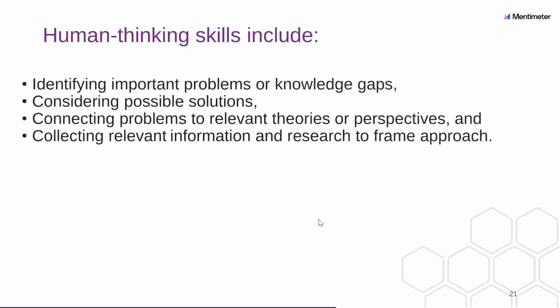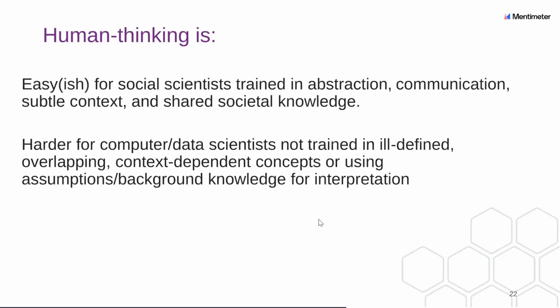So the human thinking skills that we talked about, they're identifying important problems and knowledge gaps, considering possible solutions, connecting problems to relevant theories and perspectives, and collecting relevant information and research to frame the approach. Human thinking is typically easy for social scientists because they're trained in abstraction and communication and context and things like that. They're harder for computer or pure data scientists who are not trained in dealing with ill-defined, overlapping, context-dependent concepts or using assumptions and background knowledge. Computers have no assumptions or background knowledge, so they're used to working without those assumptions and background knowledge.